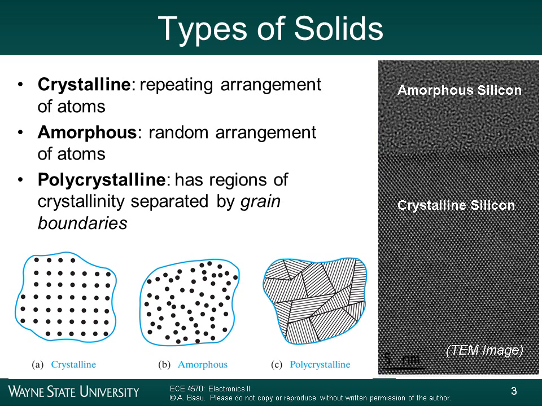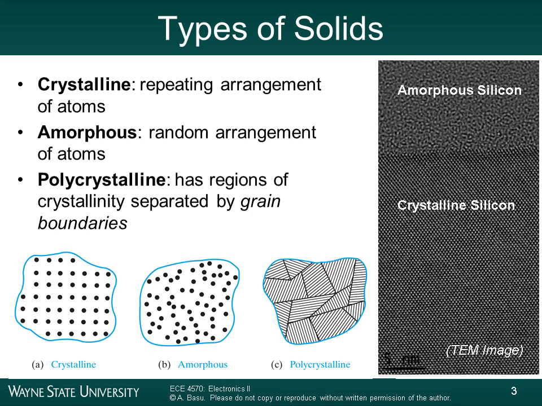So, which material do you think would be better for making microprocessors out of? Sorry? Was that a sneeze, or did you actually say something? Okay. That's correct. Crystalline material would have more predictable properties, so it actually makes sense to make microprocessors out of crystalline materials.